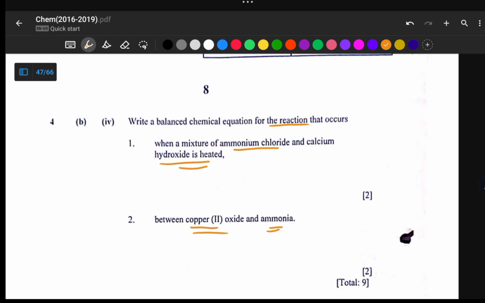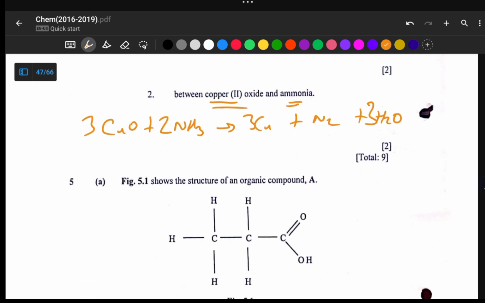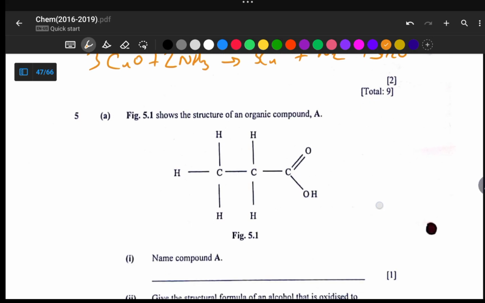For copper 2 oxide and ammonia, it is copper 2 oxide plus ammonia to give copper metal plus nitrogen gas plus water. To balance this equation, we need to have a 3 here and a 3 there, and we can have a 2 here and then a 3 here. So this equation is now balanced. And we can now proceed to the next part, which is number 5.